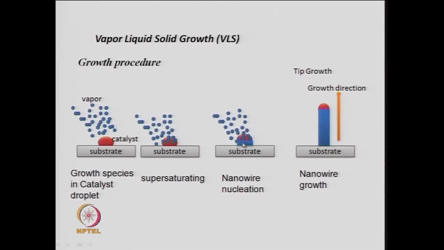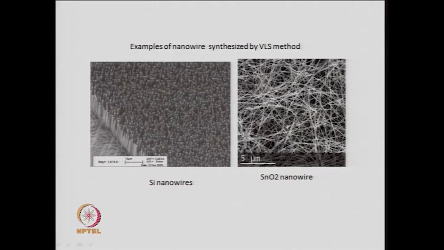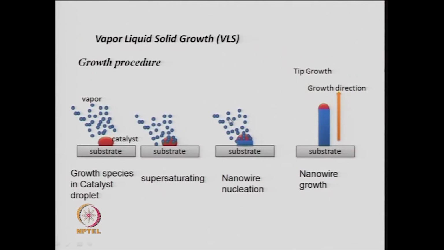So, the material that deposits on the substrate is the material which will grow into a nanowire, and that is the material which you have evaporated, and that is in the vapor state. So, this mechanism is called vapor, liquid, solid, because you have all the three phases. You have this vapor and you have this liquid droplet, and this solid nanorod is taking shape.